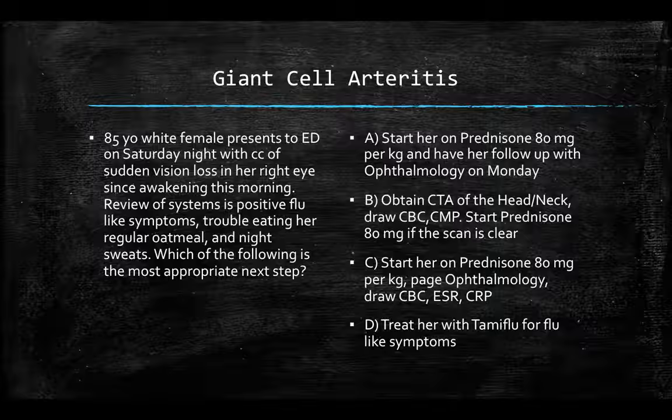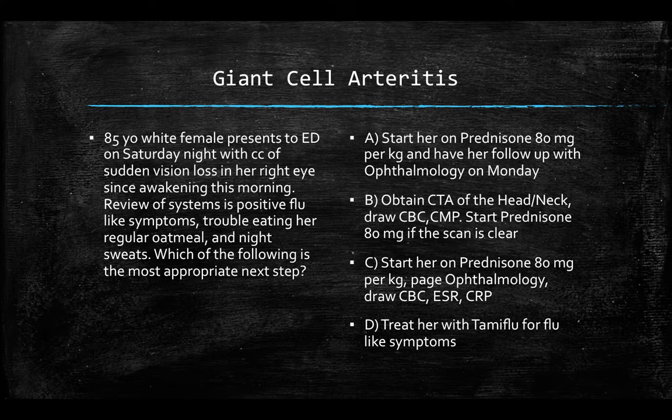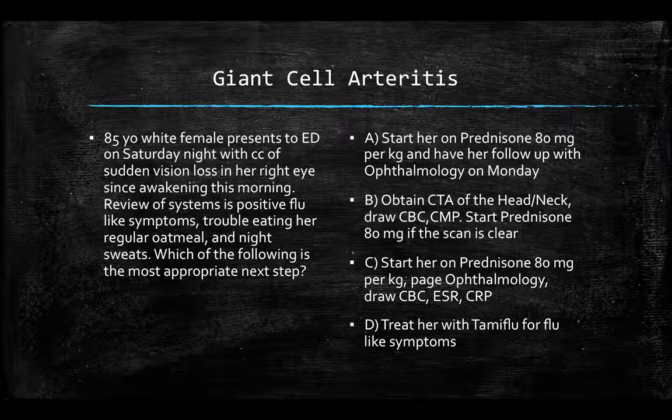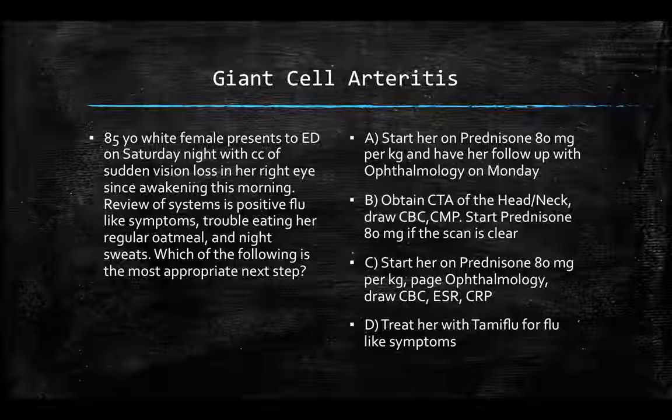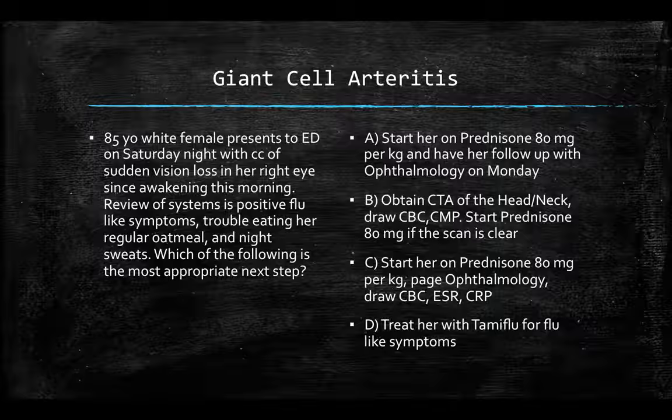So take a look at the options. You can pause the video for a moment, and we'll go ahead and give the answer shortly. So if you selected option C, you chose the appropriate answer. You're going to want to start her on prednisone, high-dose regimen. You're going to want to talk to the ophthalmology service at your hospital. And we'd also like for you to draw a complete blood count, ESR, and CRP lab values to help undergo her workup.